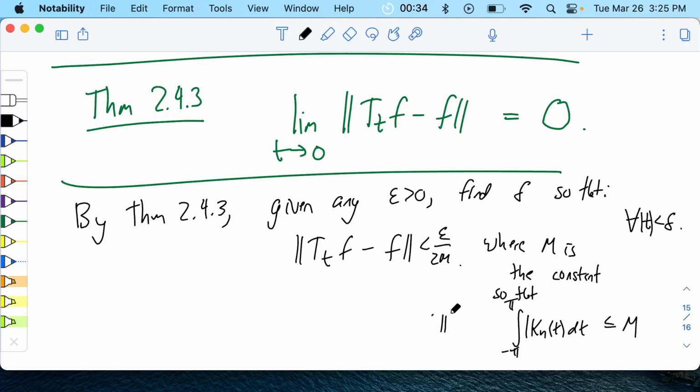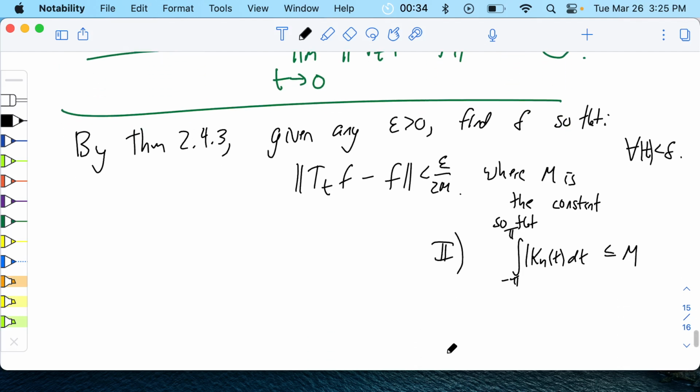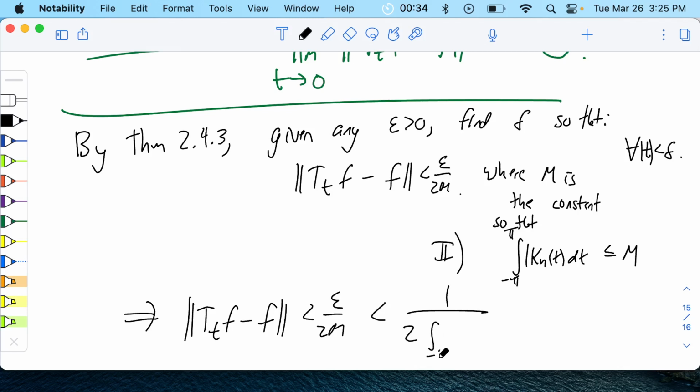So this was bullet point 2 of the summability kernels, so that there is a capital M where this works. And I'm doing epsilon over 2M. And then I will say as a conclusion, therefore, the norm of T_t f minus f is less than epsilon over 2M, which is less than 1 over 2 times this integral, kappa_n of t dt, for all n.